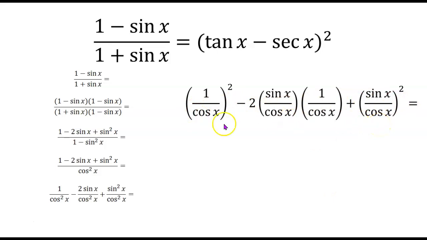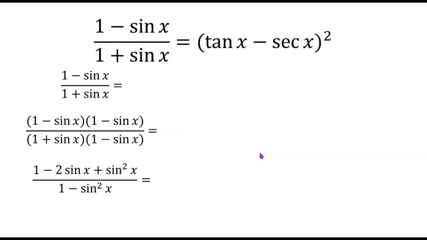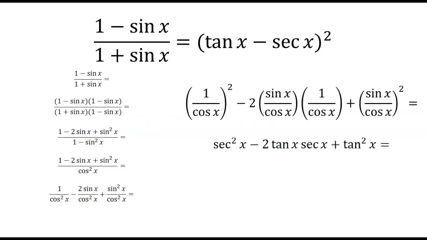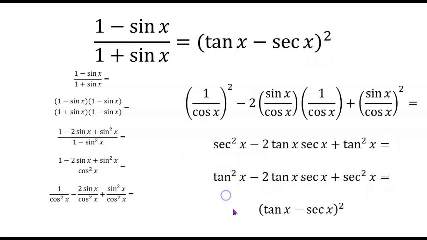So now 1 over cosine is secant, and that's being squared. We've got 2 times sine over cosine, which is equivalent to tangent, and 1 over cosine is equivalent to secant. And then sine over cosine is tangent, so we've got that squared. And then does this look familiar? Well, it's not exactly what we saw when we multiplied this out, because it had tan squared at the beginning and sec squared at the end, but they're both positive. We can switch the order around, write it as tangent squared x minus 2 tangent x secant x plus secant squared x. And then that factors into tangent of x minus secant of x, squared. Okay, that one got a little complicated, but we did it.